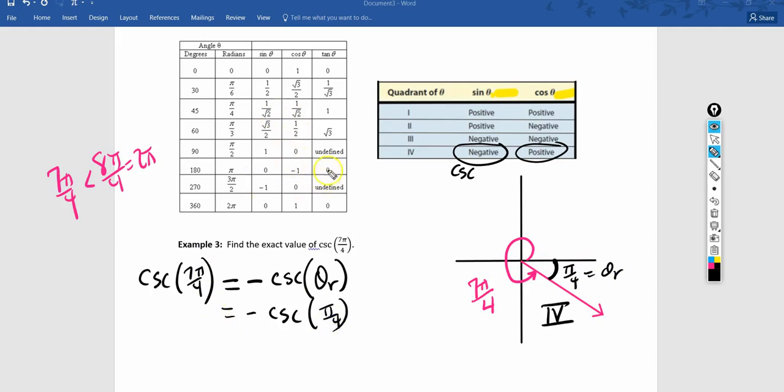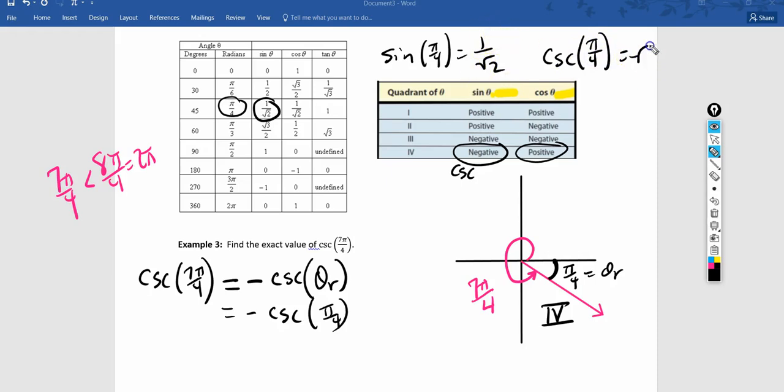And I know that the sine of pi over 4 is equal to 1 over root 2. So the cosecant of pi over 4, sine and cosecant being flips of each other, will be the flip of that, which is root 2 over 1, which is just root 2. So the exact value of cosecant of 7 pi over 4 is going to be the negative of the square root of 2.